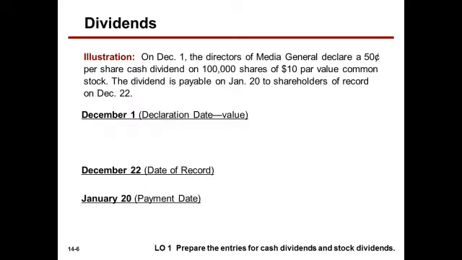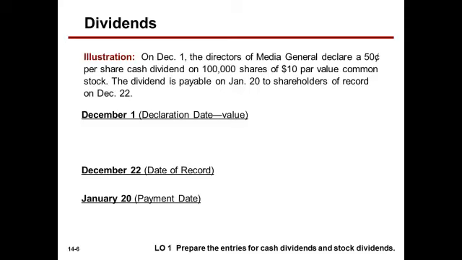Let's illustrate a cash dividend. On December 1st, the directors of Media General declare a 50-cent per share cash dividend on 100,000 outstanding shares of $10 par value common stock. Dividend is payable on January 20th to shareholders of record as of December 22nd. So, three dates here. Declaration date, December 1st. Date of record, December 22nd. Who owns it as of that date? They'll get paid on January 20th, the payment date.